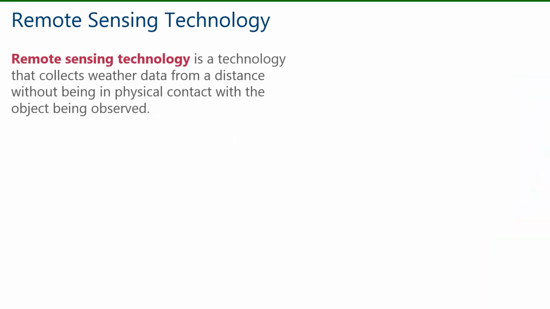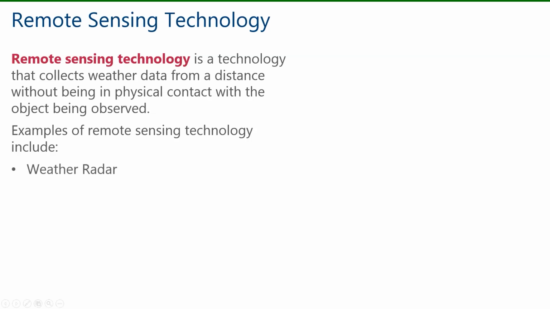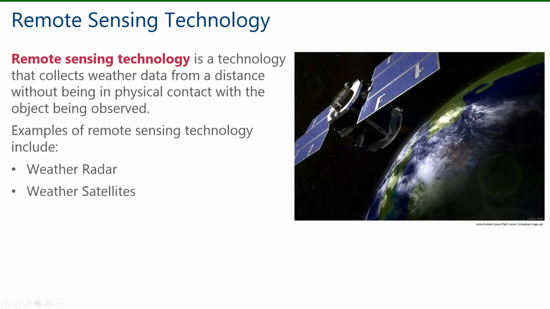Remote sensing technology is a technology that collects weather data from a distance without being in physical contact with the object being observed. Examples of remote sensing technology include weather radar and weather satellites. Let's look at these in more detail.